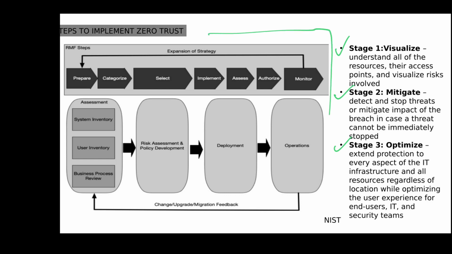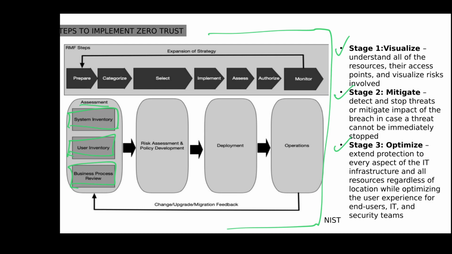Applying this to the NIST framework, the first stage is the assessment. You do your system inventory. Which systems do you have? Which applications exist in your network? User inventory: which users exist in your network, which devices are in your network, which types of devices, which operating system do they use, which antivirus are you using. And then we have the business processes. Which processes happen in your network? Which subjects and resources communicate with each other? What type of communication is happening? What type of sessions are in your organization? Which sessions are persistent? Which sessions are not persistent?